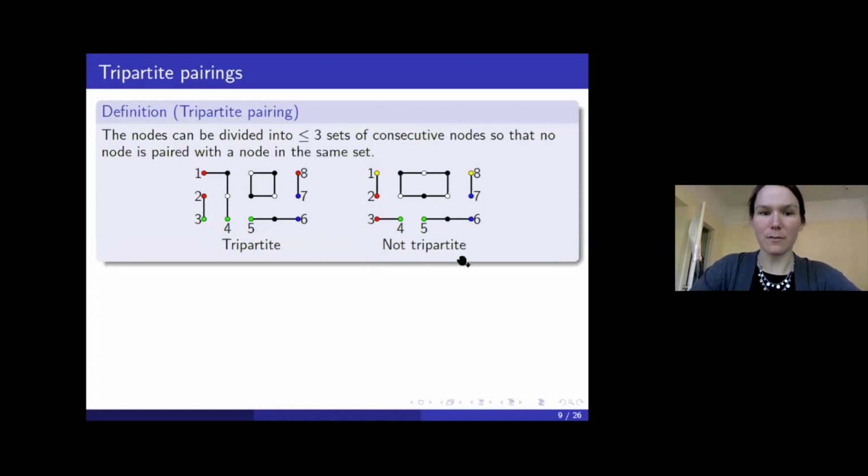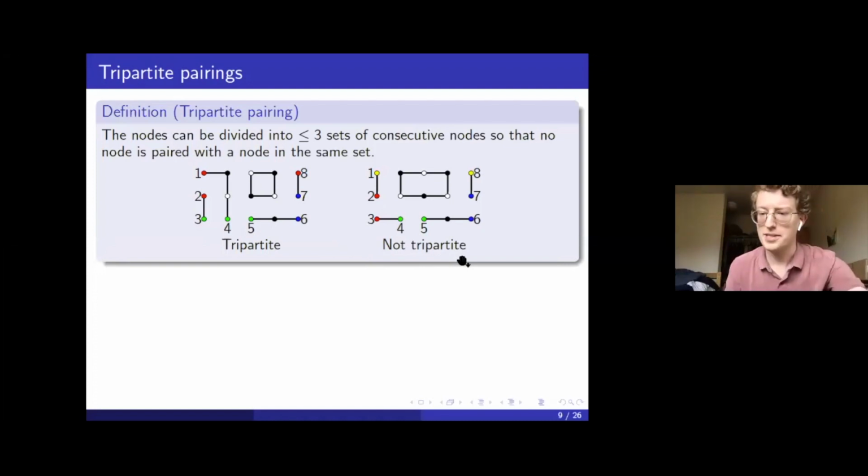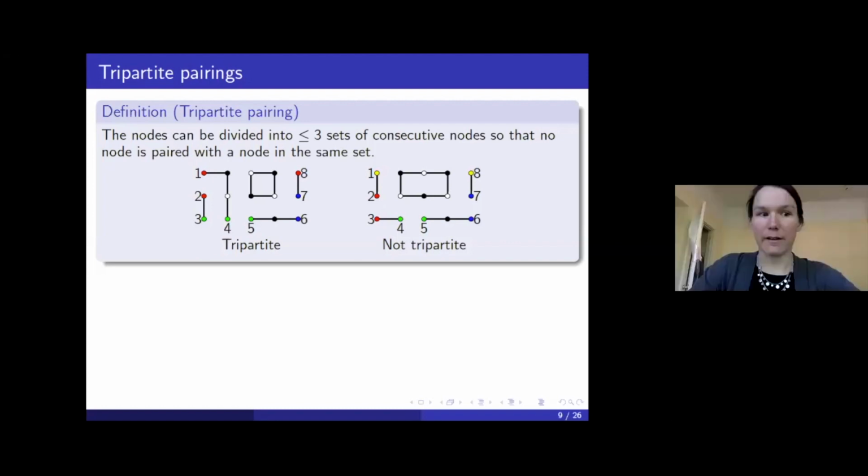Okay. And James Prop asks in the chat, do tripartite pairings have a nice forbidden subpairing characterization? Not that I know of. Yeah, I don't know. Okay, great. Any other questions? Okay, so then, great.